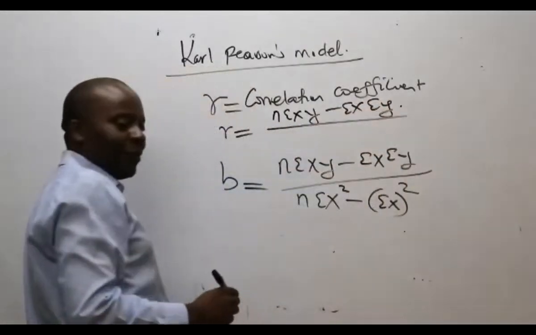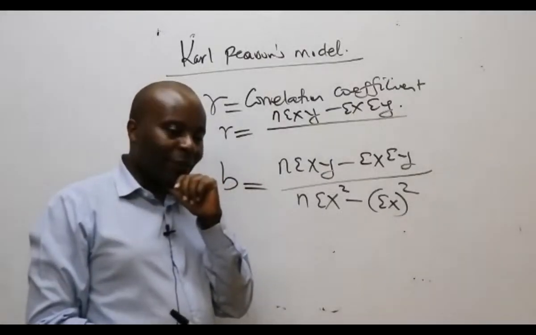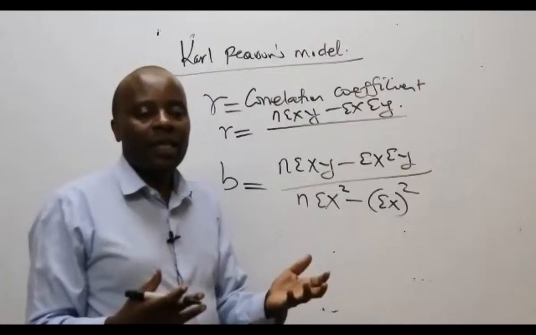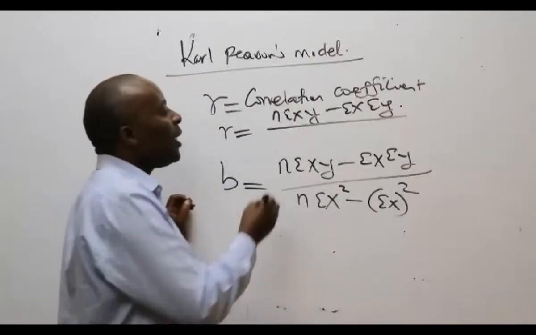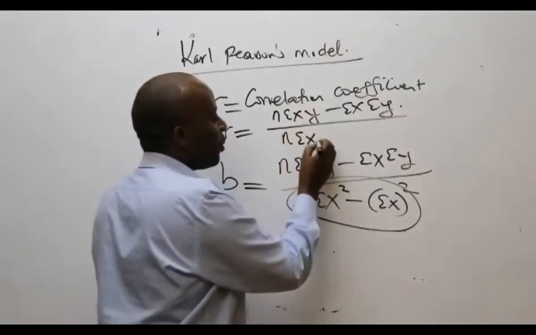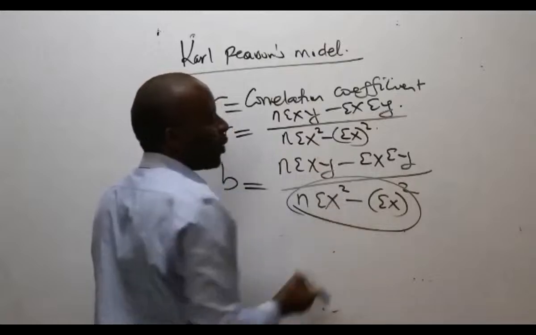Now, the moment I've taken care of the numerator, there is also something I know about the denominator. There is also a relationship about the denominators. If I understand this, I've understood the entire thing. So for the denominator, what I need to do is copy this: n summation of x squared minus summation of x, squared like that.